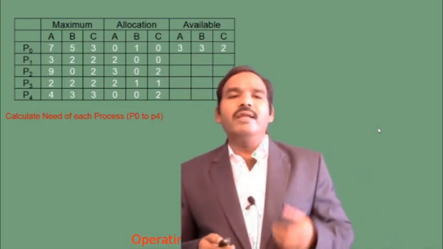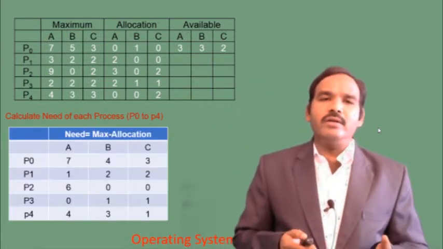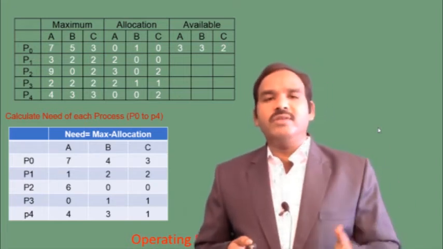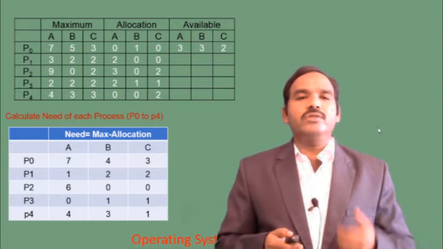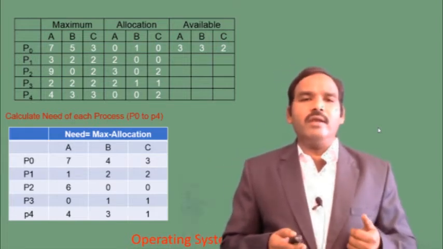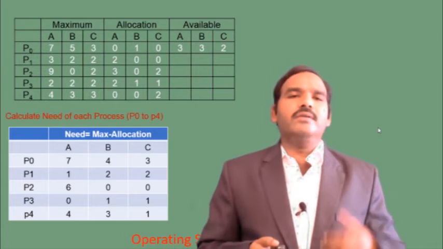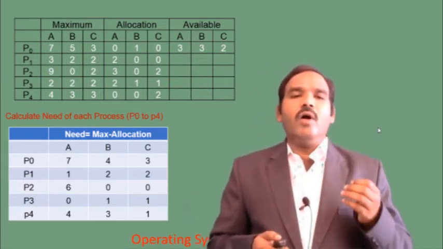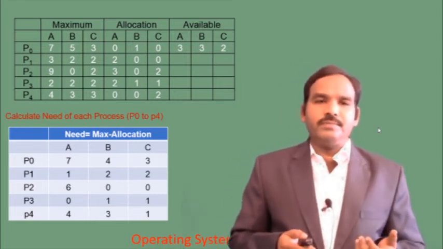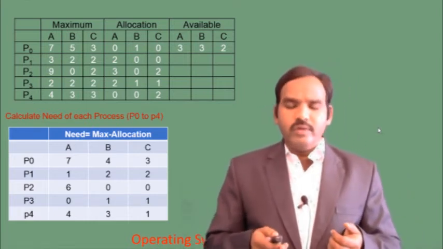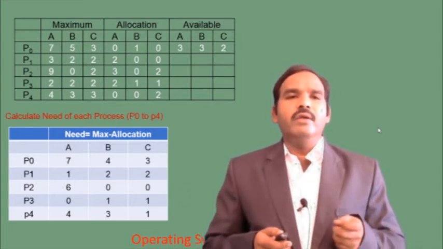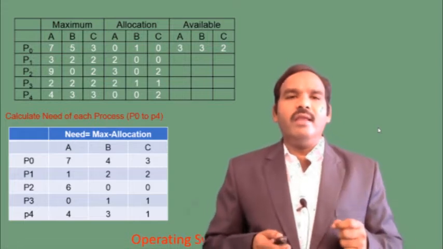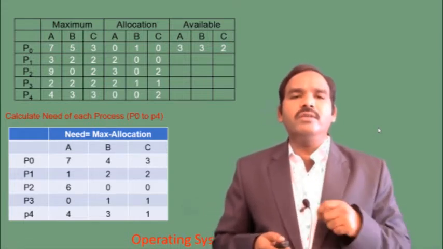What is the formula for need? Need equals the maximum claim of resources by the processes minus the allocation of resources to those processes. So you can simply calculate max matrix minus allocation matrix. We will get the future need of all processes on resources. Now, how did you get the 7? For P0, what is the maximum claim on A? 7. And how much is allocated? 0. 7 minus 0 is 7.